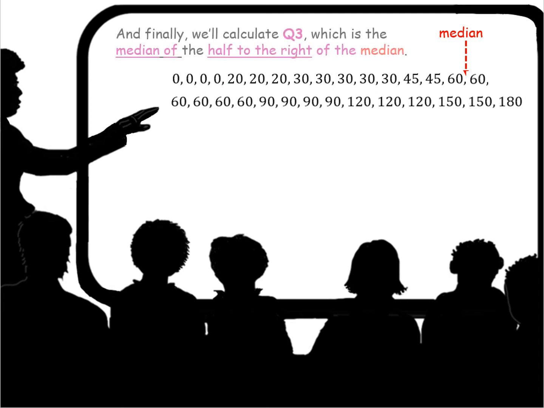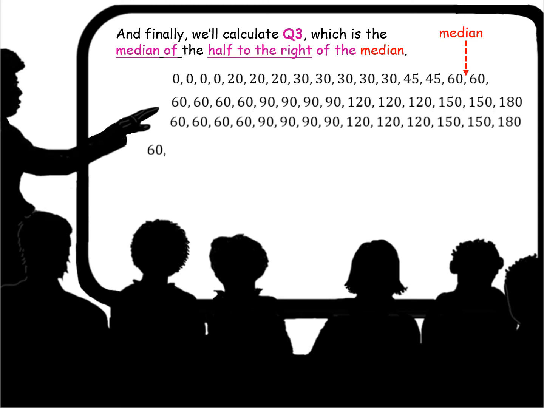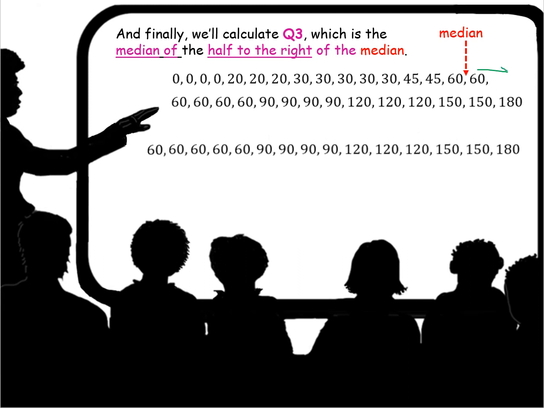So now we got Q1, we have to find Q3. Q3 is the middle value, or the median, of all the data that is to the right of the actual median of all the data. So here it is. We start crossing off on the right and on the left till we get to the middle value. And we find that our Q3 value is 90.